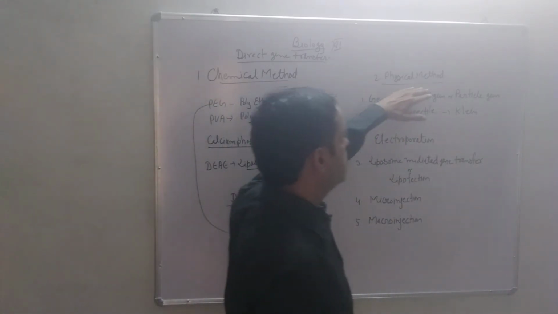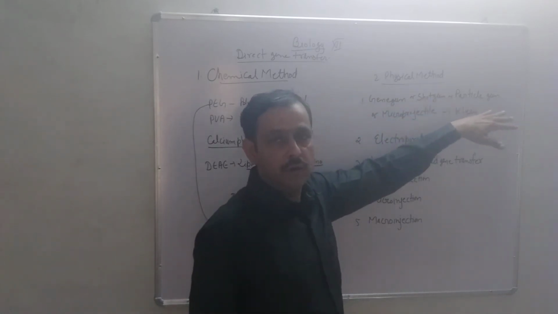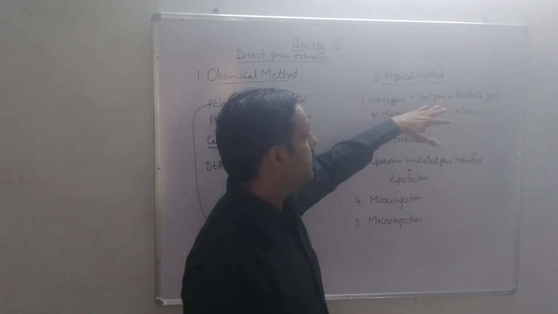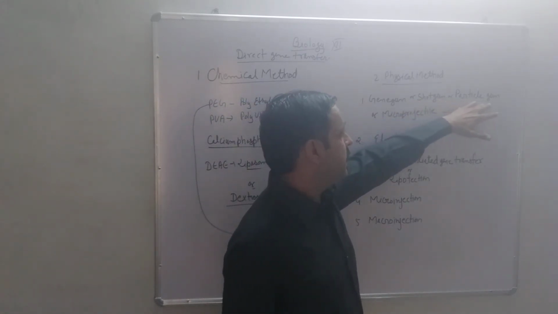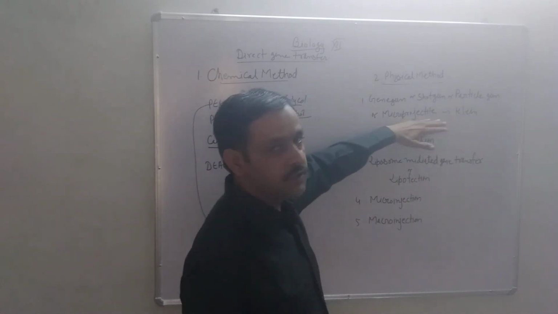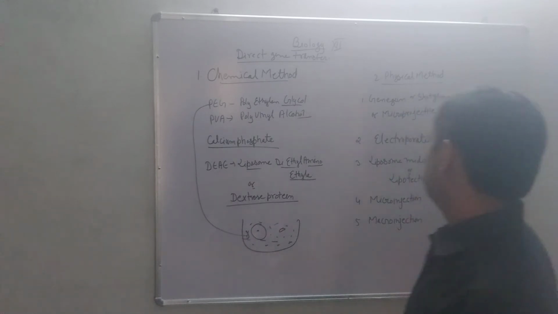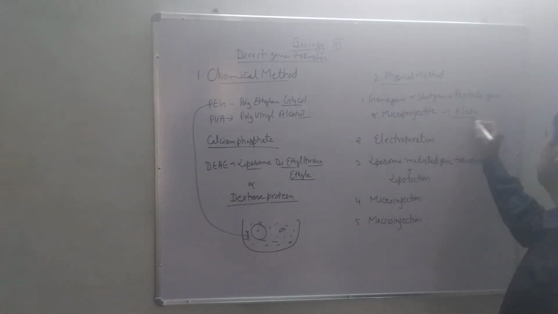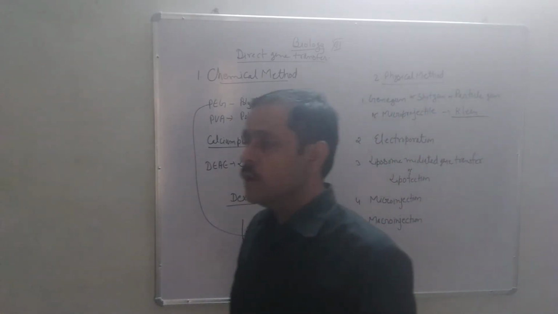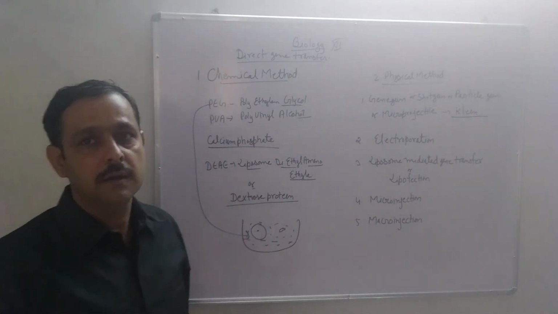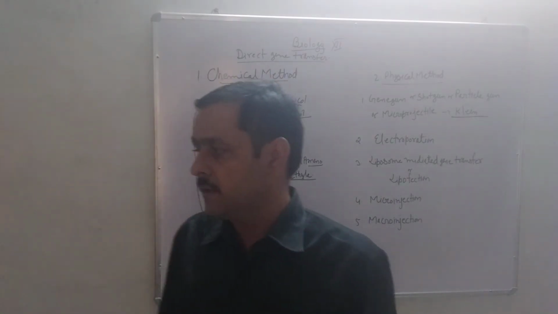Now the physical method. First, the gene gun. It is also known by many names, like shotgun method, particle gun, micro projectile. This method was discovered by Klein. So you have to remember the name of the scientist, because a 1 mark question is asked here. Who discovered the gene gun method? Klein first of all discovered the gene gun method.